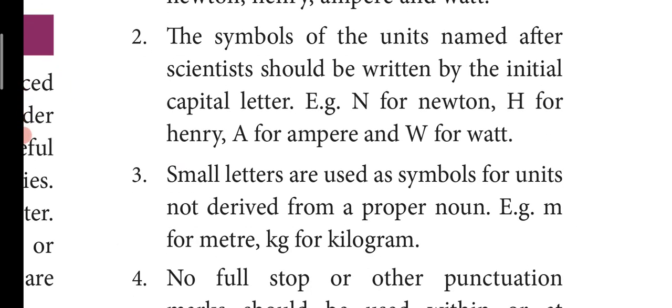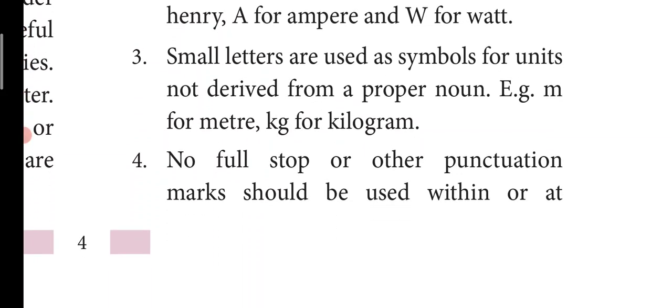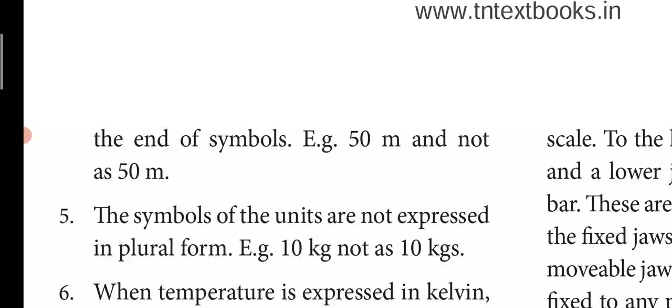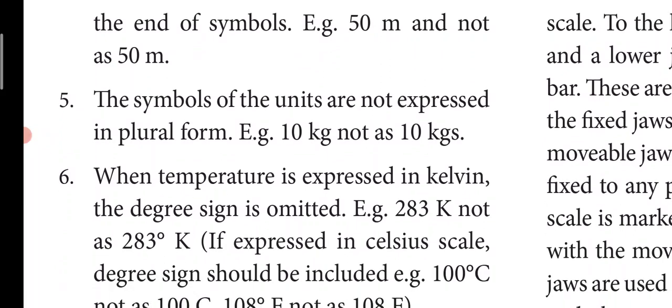Small letters are used as symbols for units not derived from a proper noun. For example, small m for meter, kg for kilogram. And there should not be any full stop or other punctuation marks within or at the end of the symbols, which means after 50 m you should not keep any full stop. The symbols of units are not expressed in plural form. You should not write 10 cms or 10 kgs. You have to write it in the singular way, that is 10 kg, 5 m.